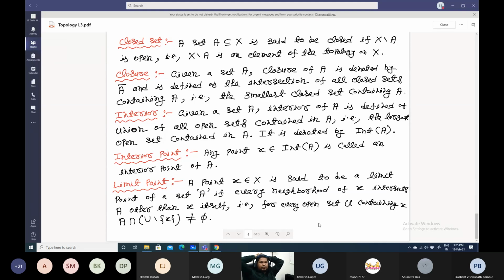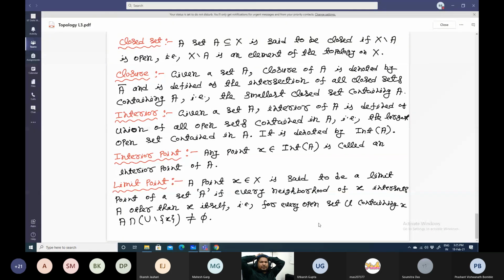What is the definition of a closed set? What is the definition of the interior? What is the definition of a limit point? You know from your calculus course, right? Even you have read it in your BSc as well. Just go through that one. So I will not talk about this. Closed set, closure, you know, right?